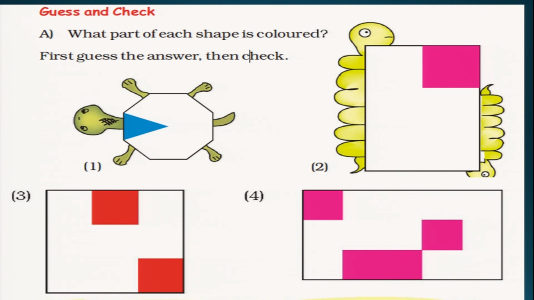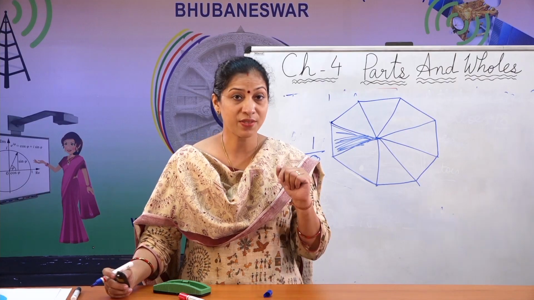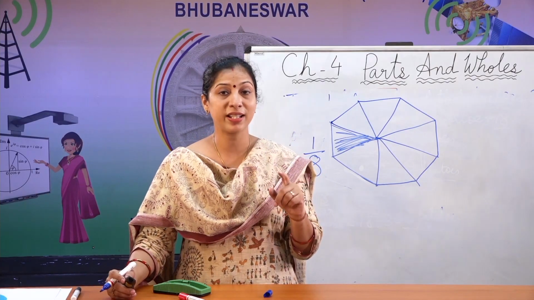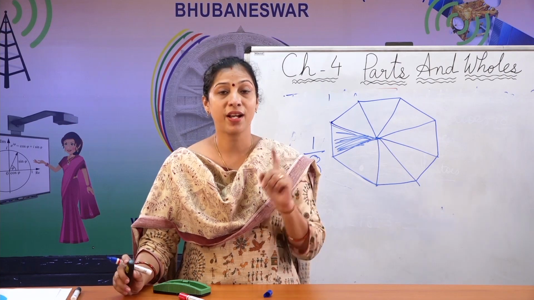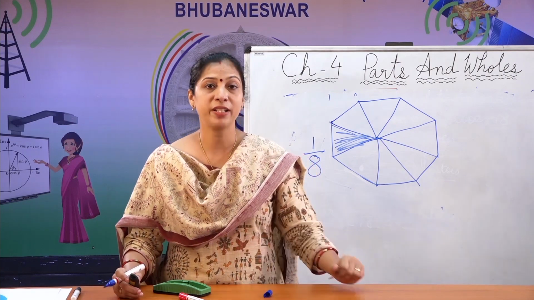Divide it into equal parts and find out which part is colored and what is that fraction number which has been colored. Very easy. It is a task for you, and keep on doing like this so that you will understand the parts and wholes in a better manner.